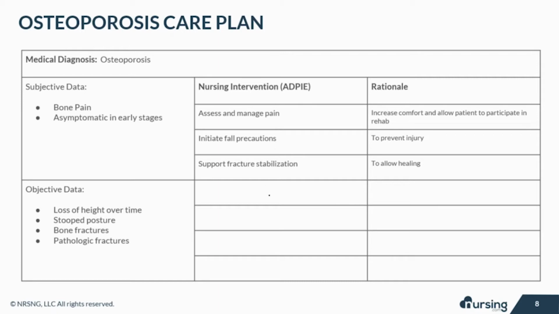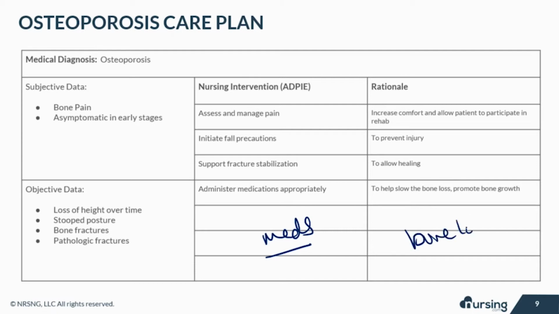Support fracture stabilization to allow for healing. So if the patient is in a cast or splint, just make sure the device fits properly and assess the skin for good skin integrity and circulation. Administer medications appropriately, such as biphosphonates, hormone therapy, or biologic drugs. So these drugs are going to help slow the bone loss and promote new bone growth. So some medications require weekly, monthly, or quarterly injections.